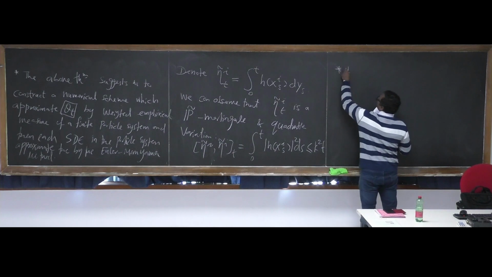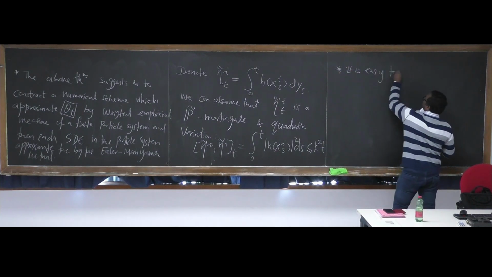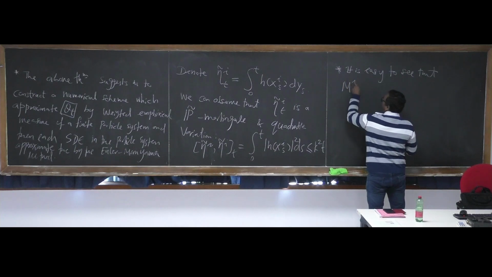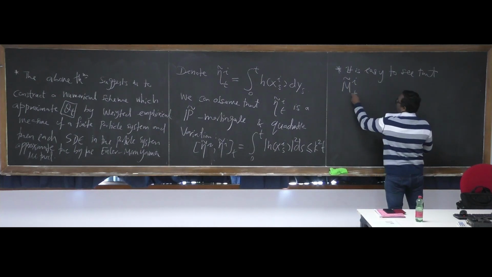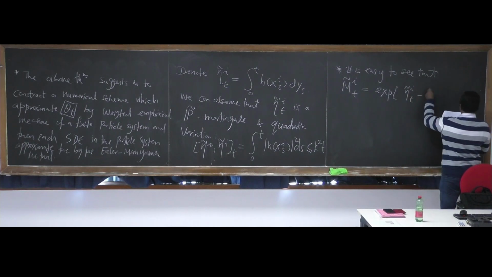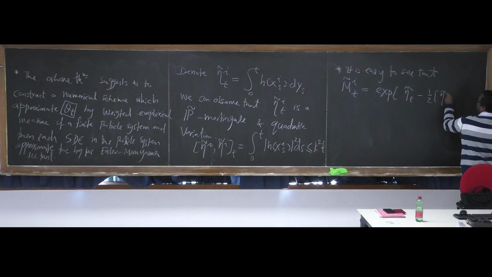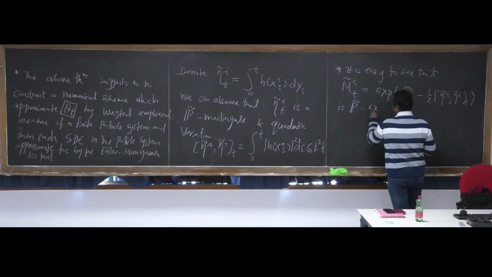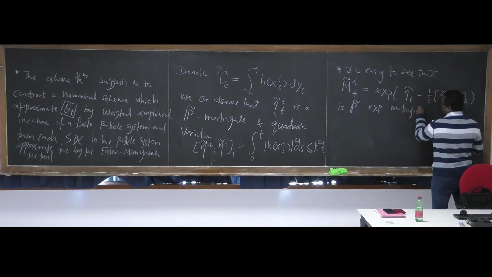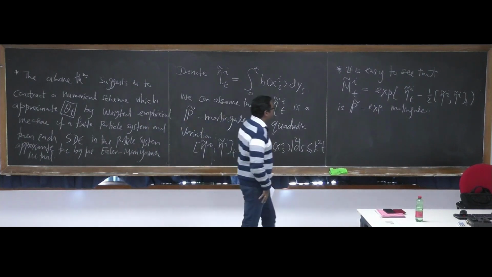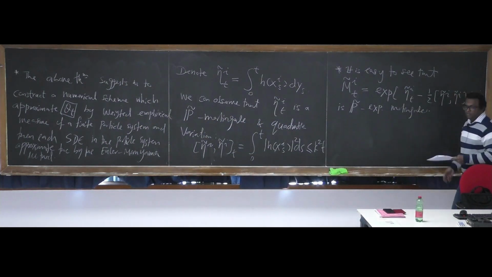So it is easy to see that m tilde i_t, the exponential of eta tilde i_t minus 1/2 the quadratic variation of eta tilde i, is a P tilde exponential martingale. We can easily verify that for each i.